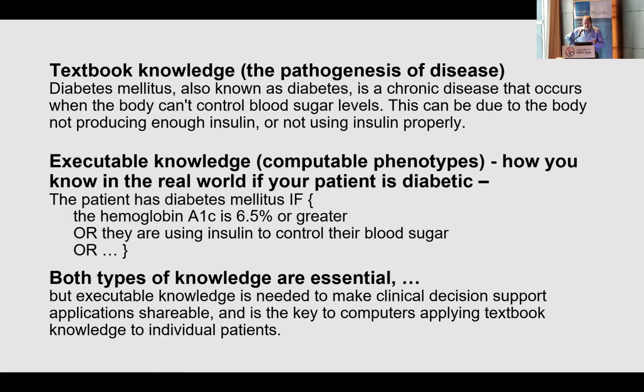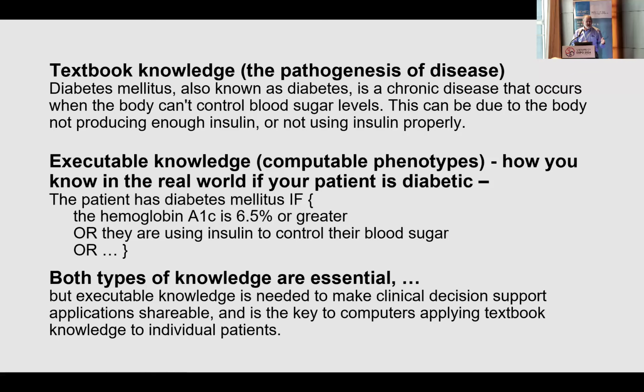And then you can get into all kinds of knowledge about insulin being secreted by the islet cells in the pancreas, et cetera. But that kind of knowledge is essential and important. But then when I talk about executable knowledge, and sometimes this would be called a computable phenotype, that textbook knowledge doesn't help me know whether the patient in front of me has diabetes or not.